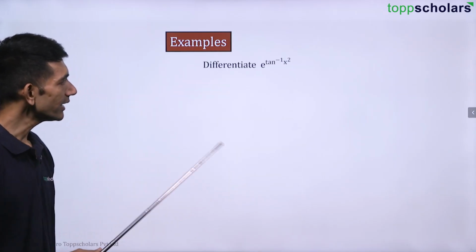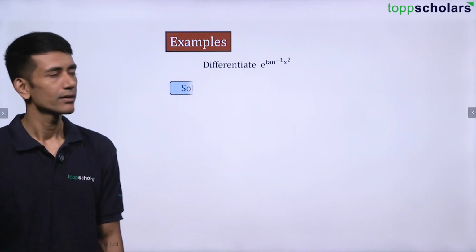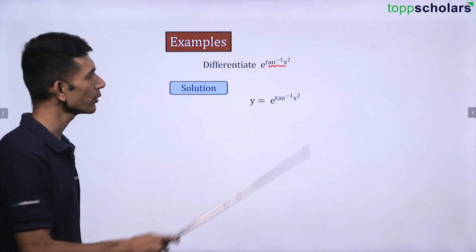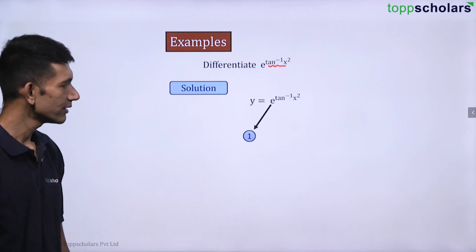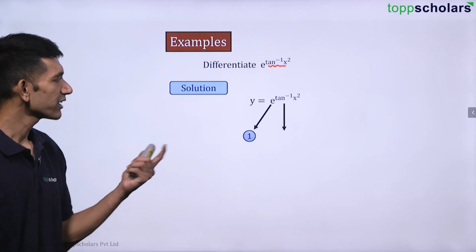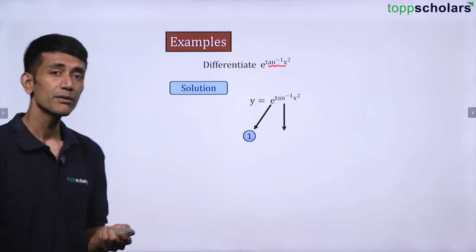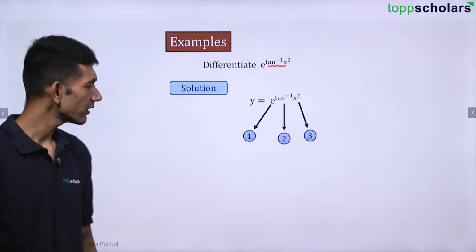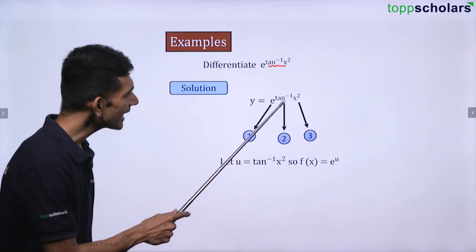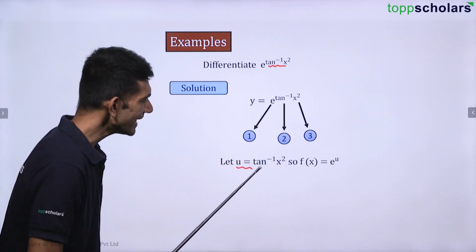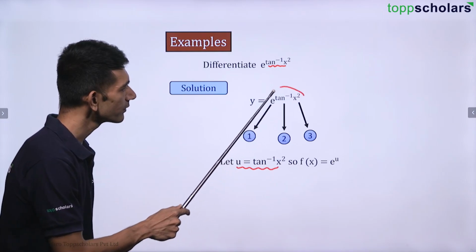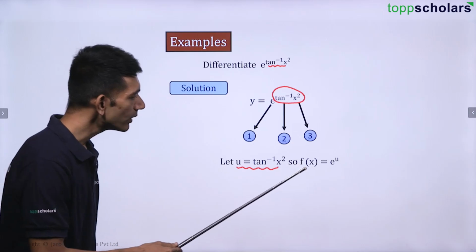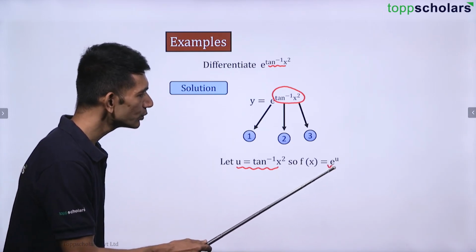Okay. Let us see one more example now. Differentiate e raised to tan inverse x square. Now again, what we can do is this portion, tan inverse x square. This is e, that is your first function, exponential. Tan inverse is the second function, an inverse function, and x square is the third function, which is a polynomial function. So let tan inverse of x square be u. The entire tan inverse of x square is your u, correct? So y, or fx, will be equal to e raised to u.